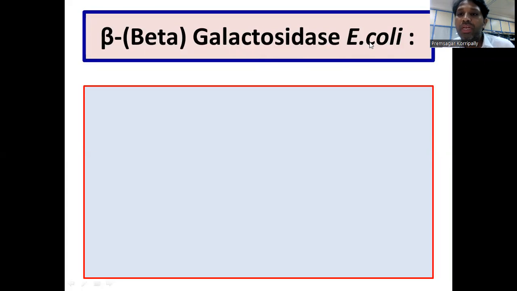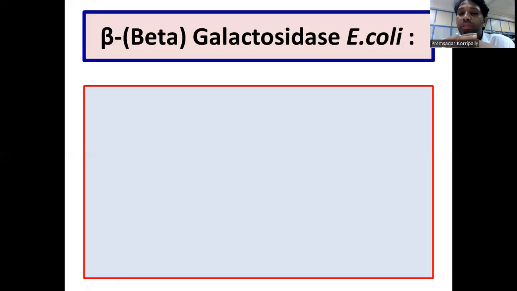In today's episode, we will talk about beta galactosidase of E. coli. It's also called lactase. The lactase, or beta galactosidase, breaks down the disaccharide lactose into galactose and glucose molecules.